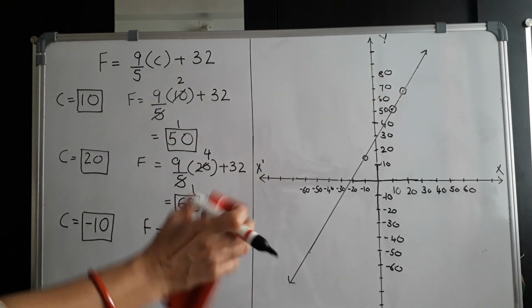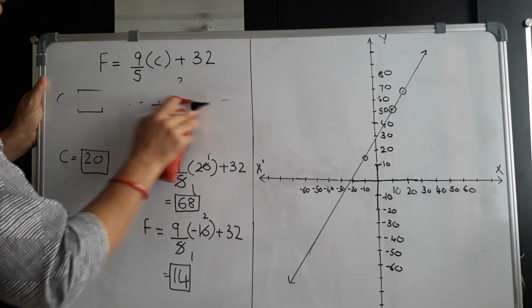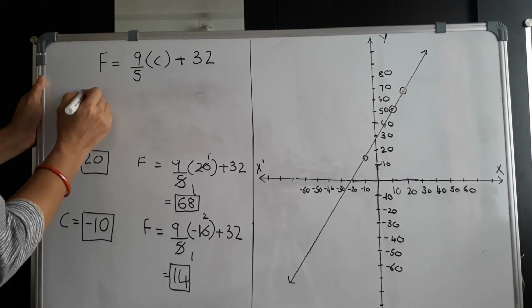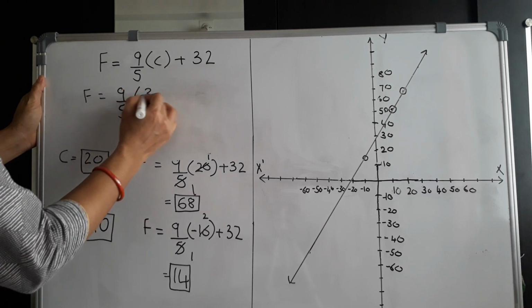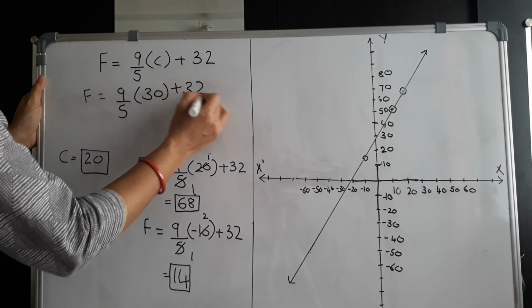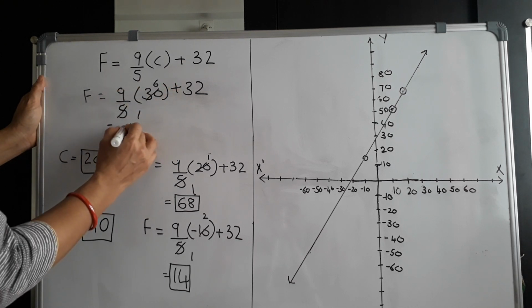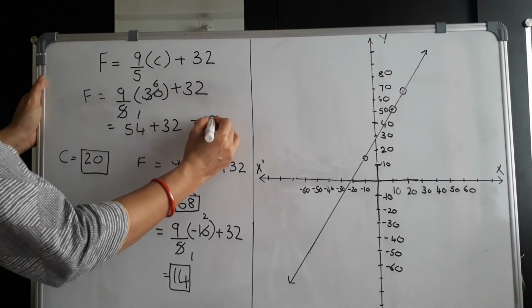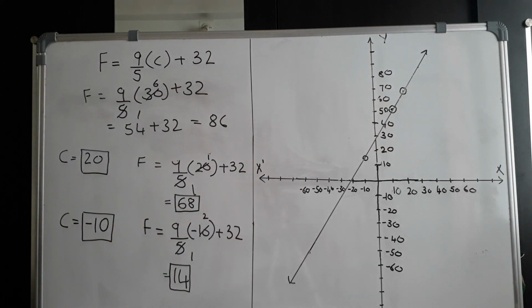Algebraically also we can find out. Let us find out algebraically how you will be doing it. So algebraically, you will get F is equal to 9 upon 5, C value 30, plus 32, and that gives 5 sixes are 30, 9 sixes are 54, plus 32, and that gives you 86. So we almost got that. Okay, that's good. So this is one of the answers.